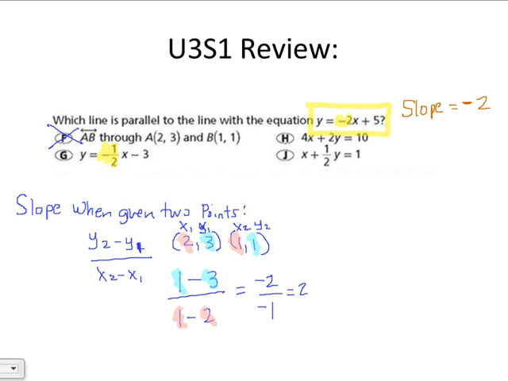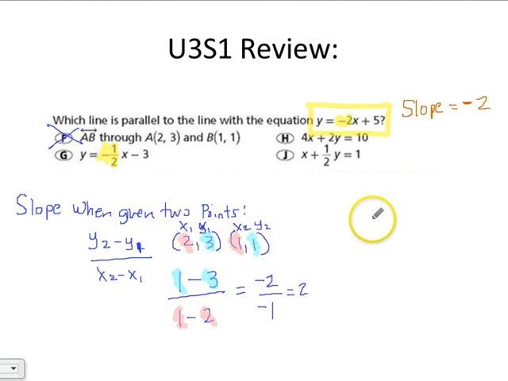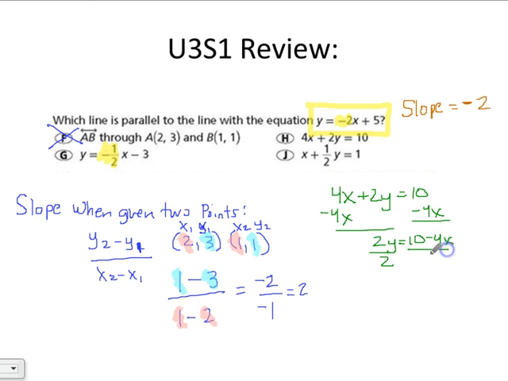Looking at option H, we need to get that in y equals mx plus b, or slope-intercept form, so we need to solve for y. So we've got 4x plus 2y equals 10. We need to solve for y so that we can determine what the slope of this line is. So we start by subtracting 4x. We get 2y equals 10 minus 4x, divide each side by 2. Remember, when I divide each side by 2, I have to divide each term by 2. So I'm going to take 10 divided by 2, which is 5, and then negative 4 divided by 2, which is negative 2x.